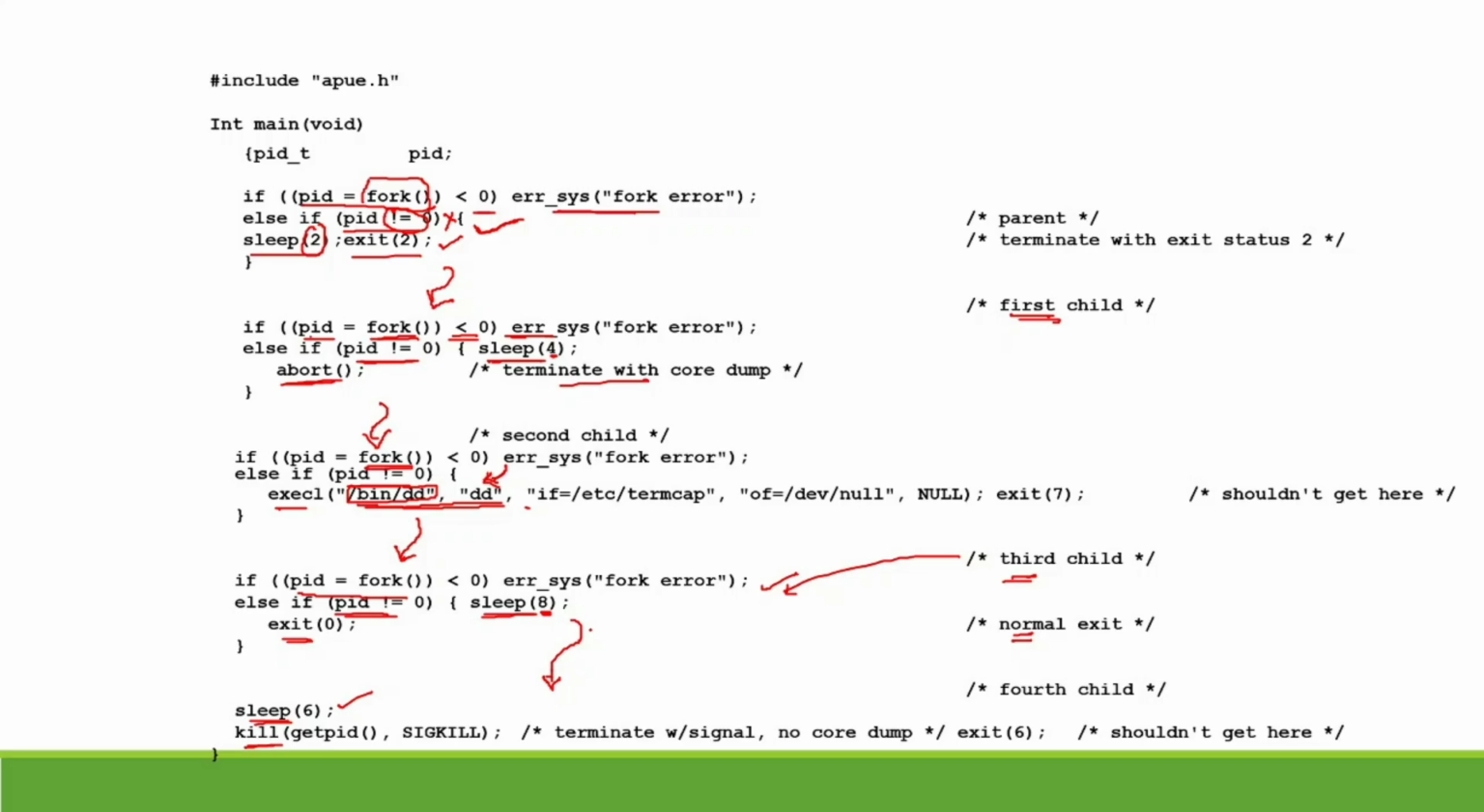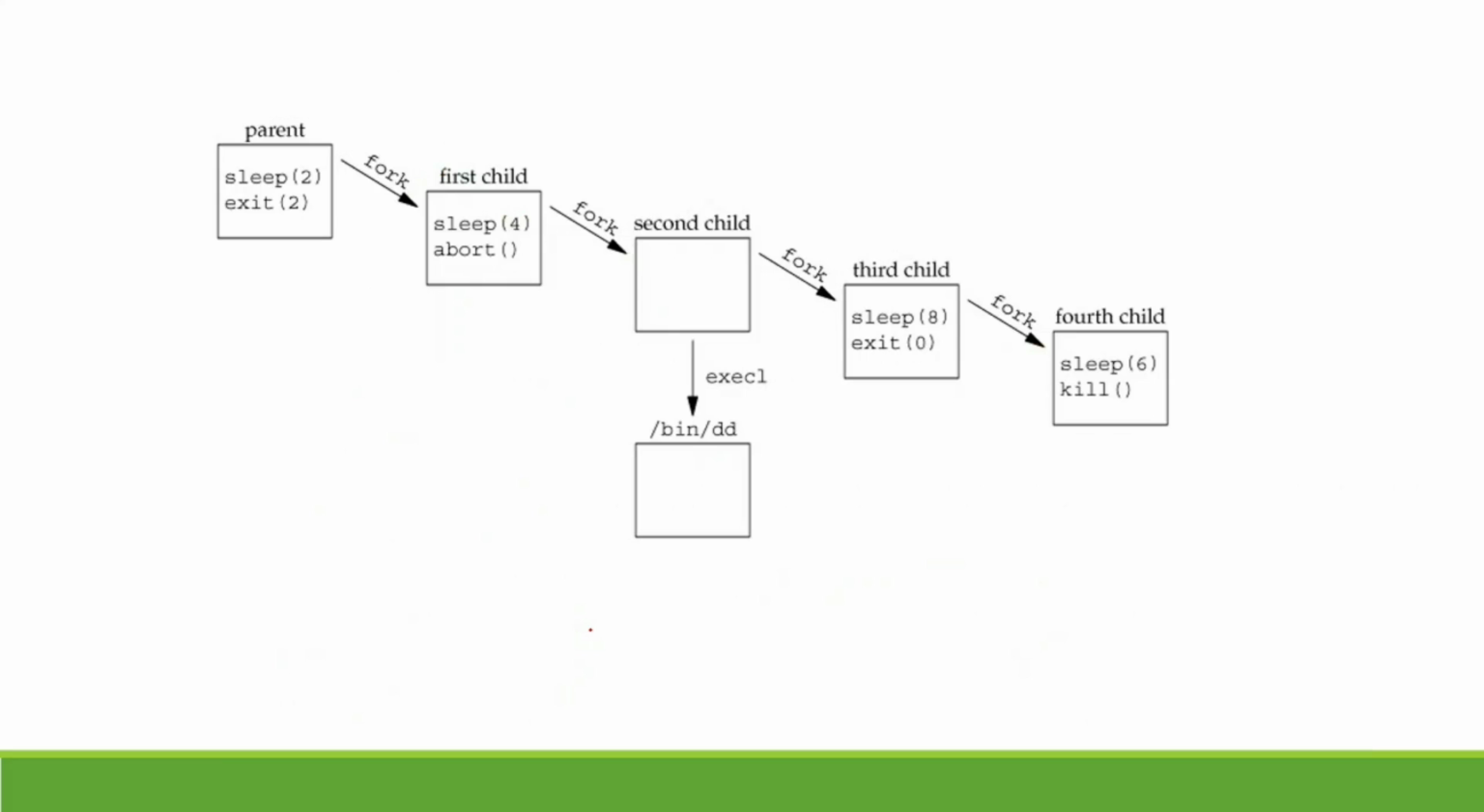Now let us examine this and try to understand how the child processes are created. This is the process structure for the program we just saw. Initially the parent process forks a first child process, and it is made to sleep for 2 units of time, then exits with the exit status 2. The first child again forks another child process, and it is aborted using the abort system call, and the time passed here is 4.